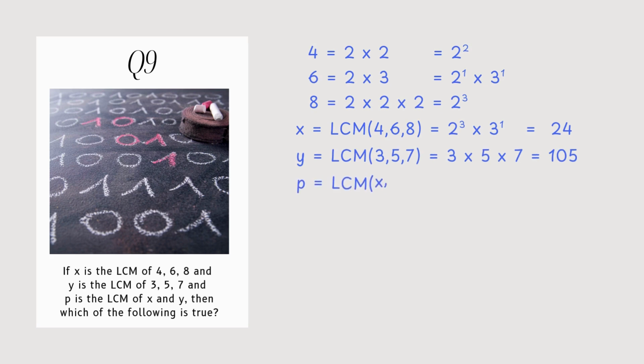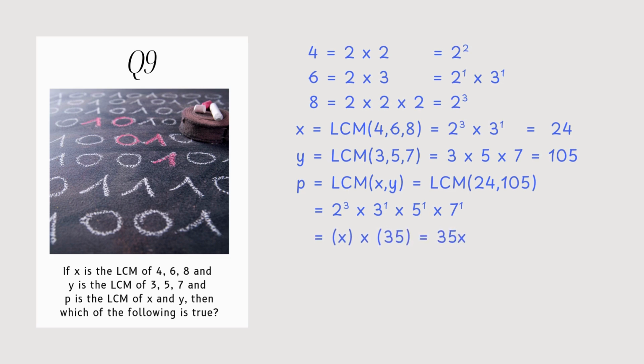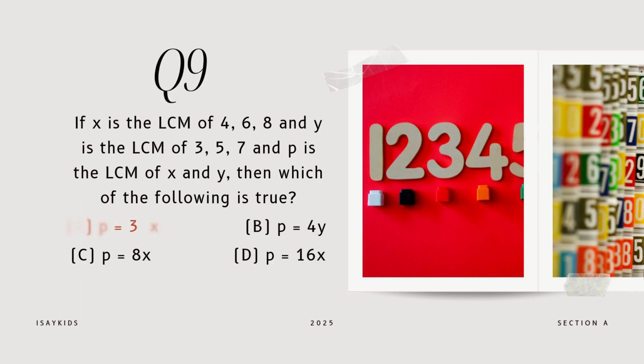Now the LCM of x and y would be the product of the highest powers of the factors of these two numbers. So it will be 2 raised to the power 3 times 3 raised to the power 1 times 5 raised to the power 1 times 7 raised to the power 1. Now we know that x is 2 raised to the power 3 times 3 raised to the power 1. So we can write it as x times 35, which is the product of 5 and 7. So 35x, which gives us option A as the correct option.